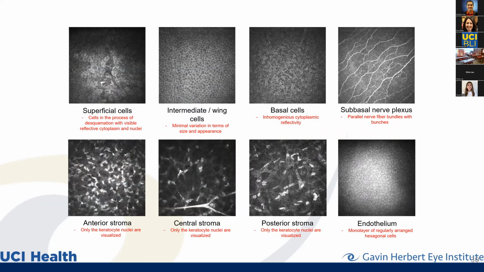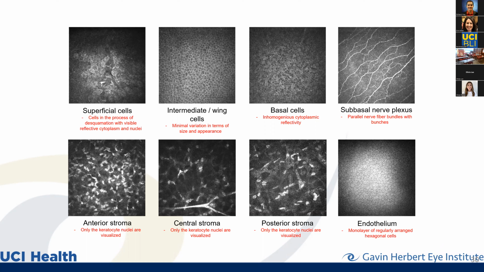Going from anterior, you see the epithelial cells. There's 3 layers of the epithelial cells, the superficial, wing, and basal cells. Then we see this beautiful subbasal nerve plexus where you see the corneal nerves. And this is, again, a normal image. And we see the corneal stroma with its tadpole-shaped keratocyte nuclei. And then you can go all the way down to the endothelium.